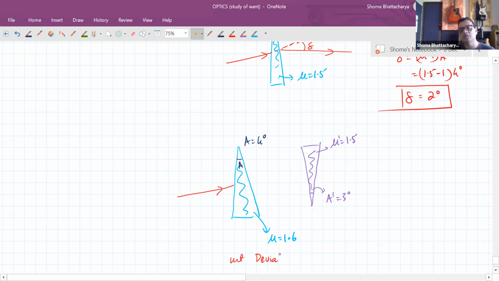The net deviation, okay. So how do we do that over here? We have to add the deviations.